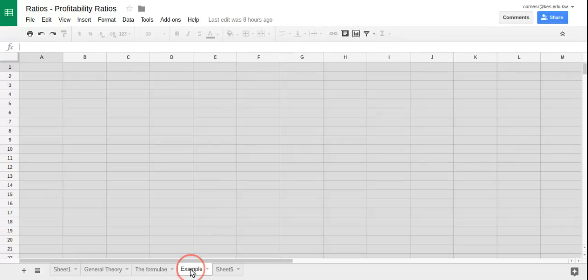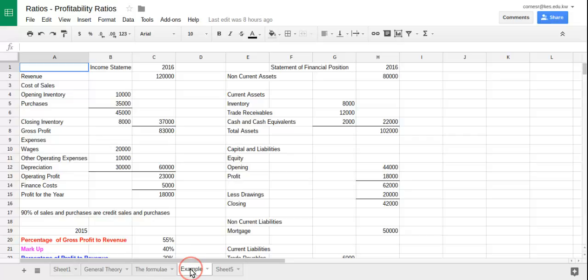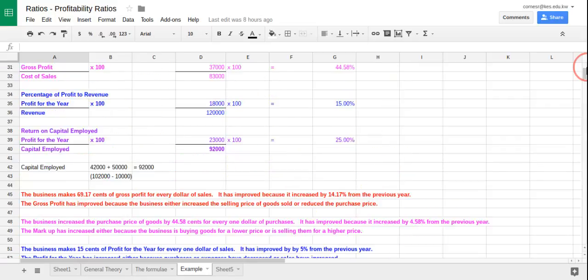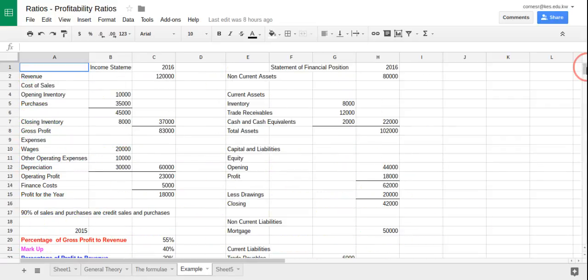Looking through our example of what we need to know and be able to do. Okay, I've done an income statement to statement of financial position. Most of the information comes from here, so we don't need to go back up again. We've got a gross profit of 83,000, operating profit of 23,000, and a profit for the year of 18,000. And the only other thing that we're going to need to know when we get down to looking at the formulas is how we calculate the capital.